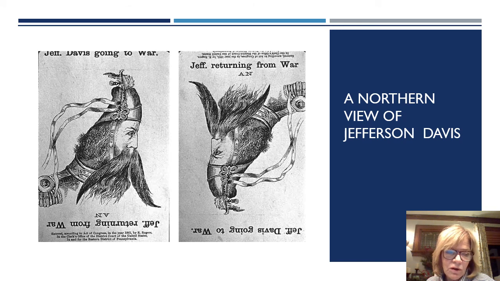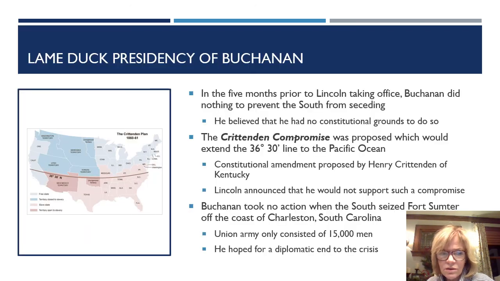All right, here's a political cartoon, Jefferson Davis going into war, kind of like this Prussian king, coming out as a donkey, or you can call it a jackass. Okay, and then during the lame duck period of Buchanan as president, a lot takes place. He doesn't do anything to stop the southern states from seceding because he didn't think that he had the constitutional right to do so. And then there's a man by the name of John Crittenden of Kentucky, same state as the great compromiser Henry Clay, who comes up with a plan.